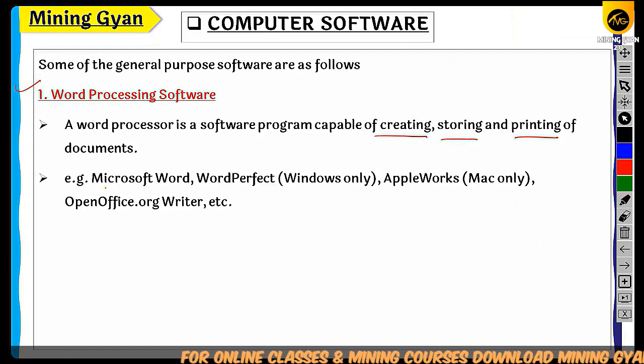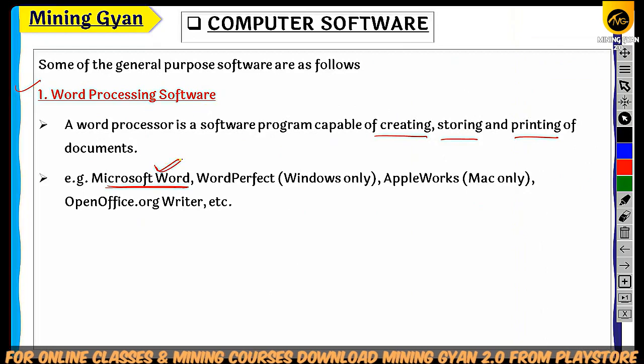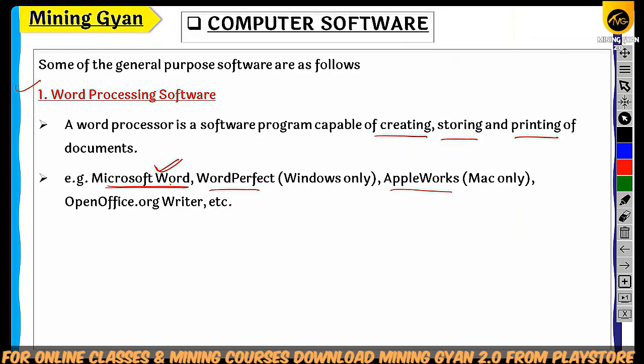The most important and common example of word processing software is MS Word. MS Word is capable of creating, storing and printing any type of documents. There are other examples: WordPerfect, Apple Works, which works on the Mac only, and OpenOffice.org Writer. These are some examples of word processing software.